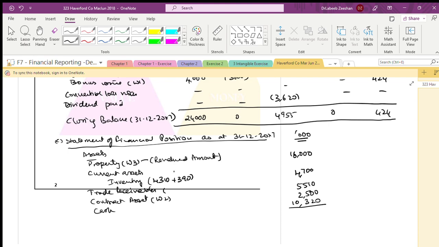Total comes to how much? 16,000 plus 4,700 plus 5,510 plus 2,500 plus 10,320. It comes to 39,030. This is the total assets.